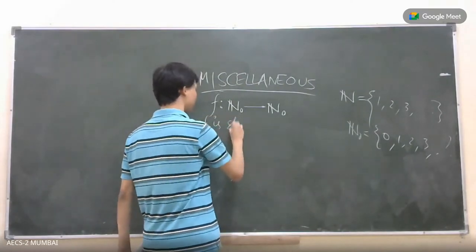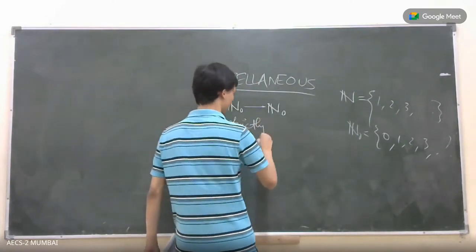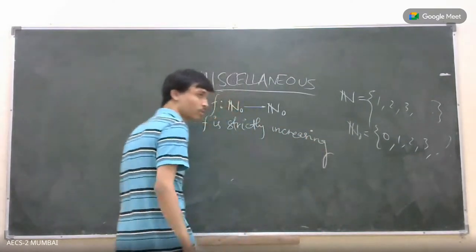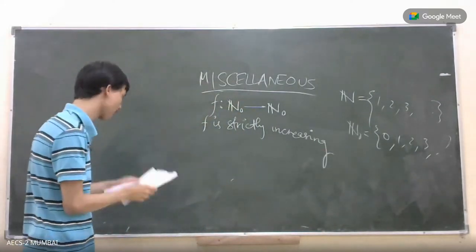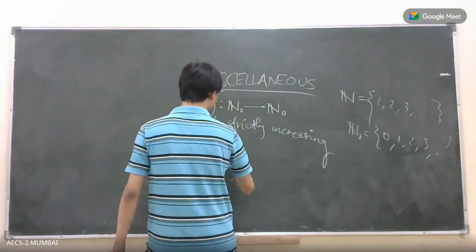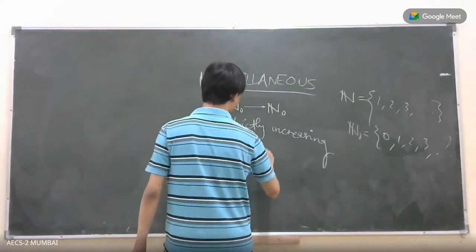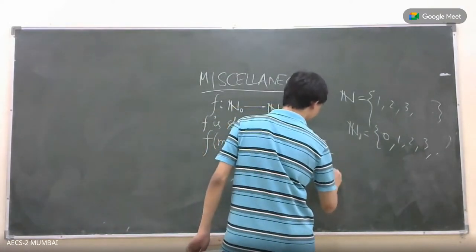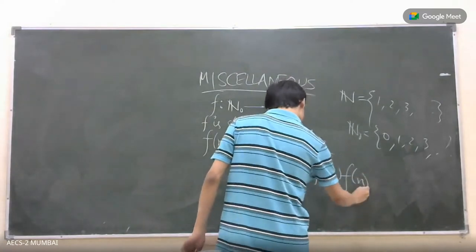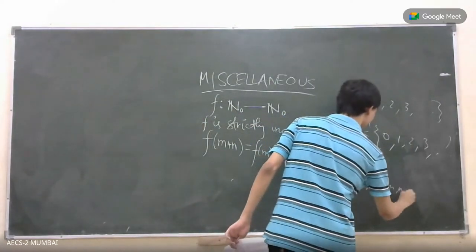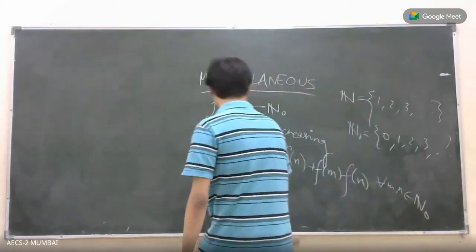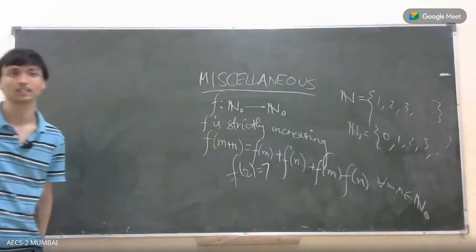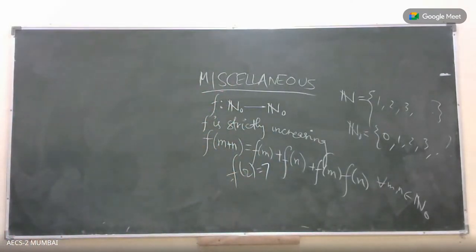F is strictly increasing. F of m plus n equals f of m plus f of n plus f of m into f of n for all m, n. Find all such functions that satisfy these four properties.